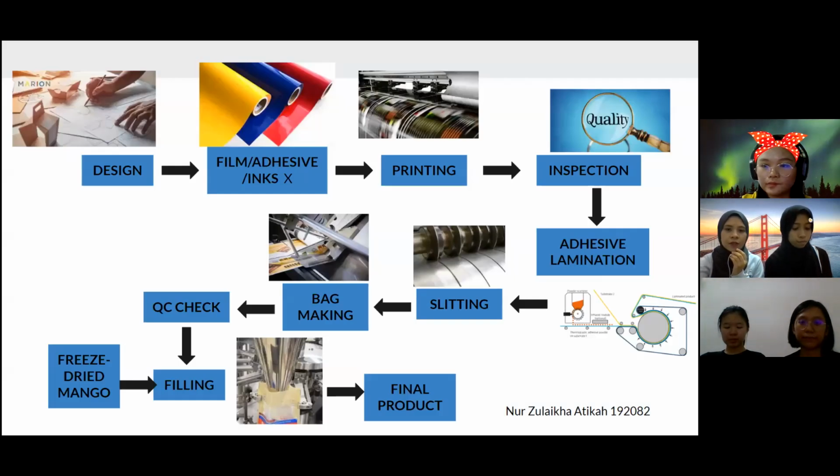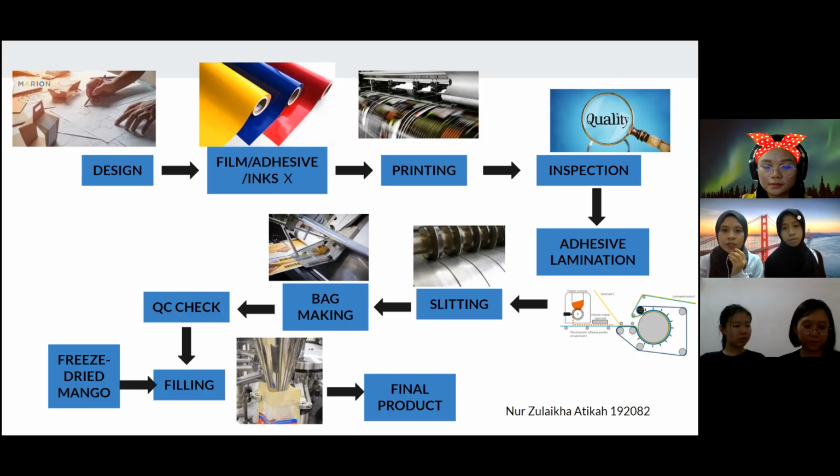Okay, this is the process flow of our packaging manufacturing. First, as Adriana said, we will design the package according to our requirements. And then we will need the film, adhesive, and also the inks. For the film, we have already decided that we will use PET, aluminum, and also PP, as Shin presented just now. And then we will move on to the printing section. For the printing, we will use a rotogravure printing machine to print the design on our PET film.